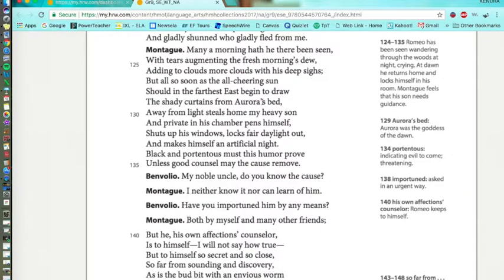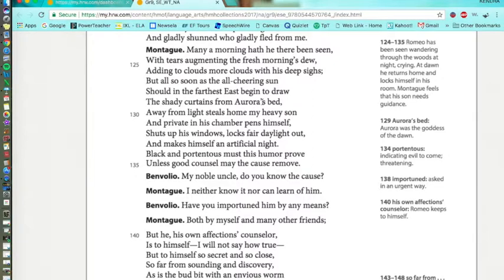Montague says, "Many a morning hath he there been seen, with tears augmenting the fresh morning's dew, adding to clouds more clouds with his deep sighs. But all so soon as the all-cheering sun should in the farthest east begin to draw the shady curtains from Aurora's bed, away from light steals home my heavy son, and private in his chamber pens himself, shuts up his windows, locks fair daylight out, and makes himself an artificial night. Black and portentous must this humor prove, unless good counsel may the cause remove."